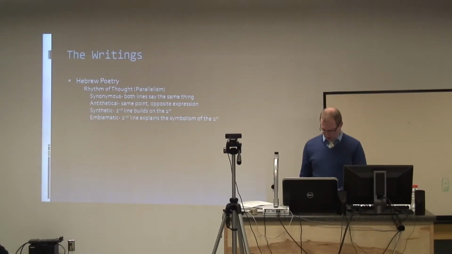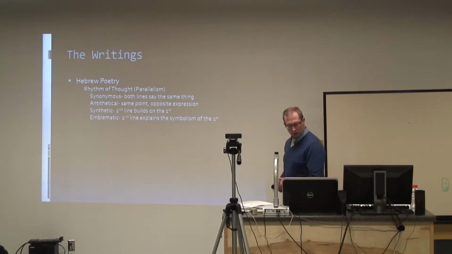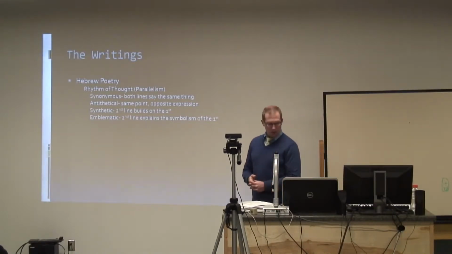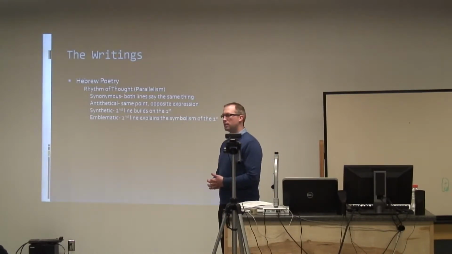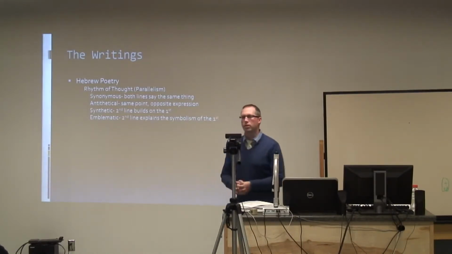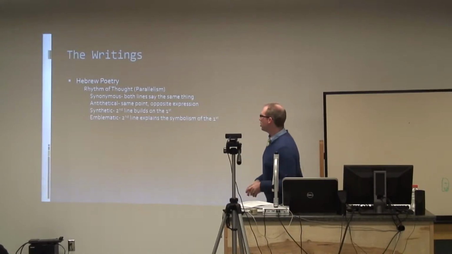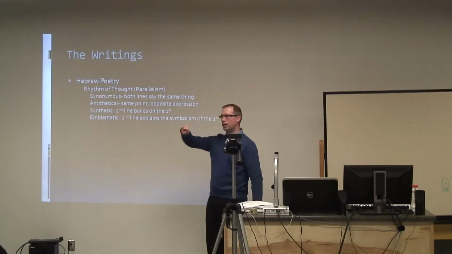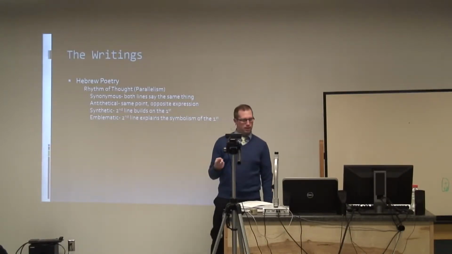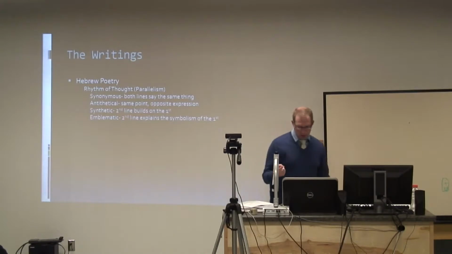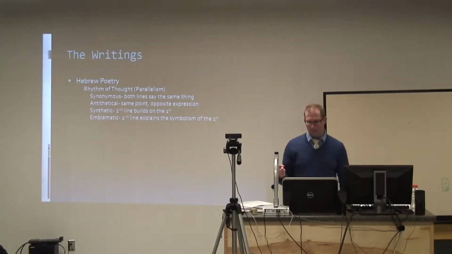In verse 1. As the deer pants for the water brooks, so my soul pants for you, O God. So you see there how the second line describes or explains the picture, the emblem of the first. That's the idea there with emblematic parallelism.